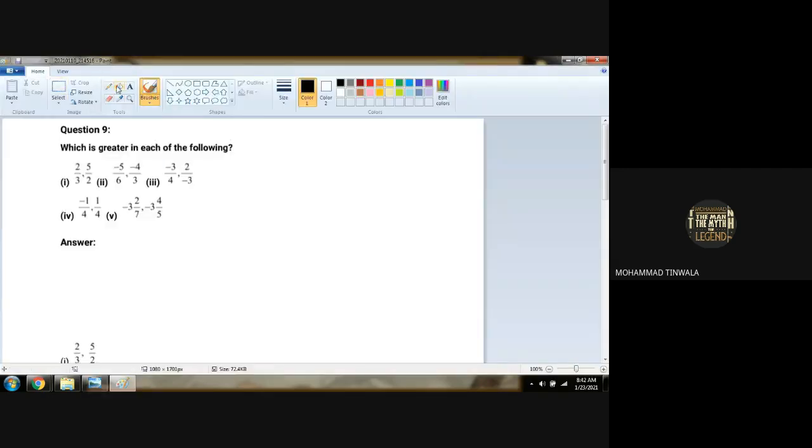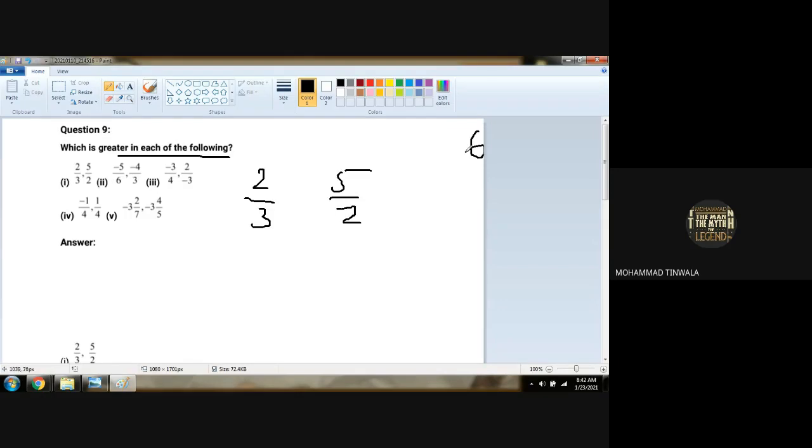Question number 9. Which is greater in each of the following? Again, the same question. So you have to calculate the same thing. See, I'm doing this sum right here. Please check out how we have to do.